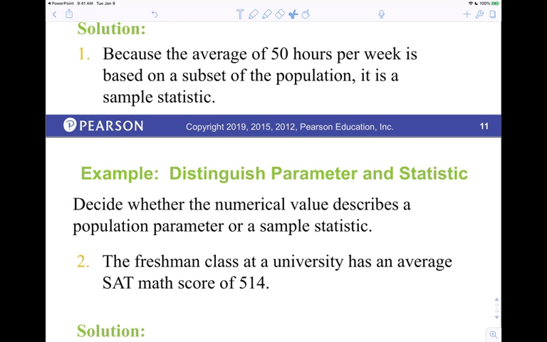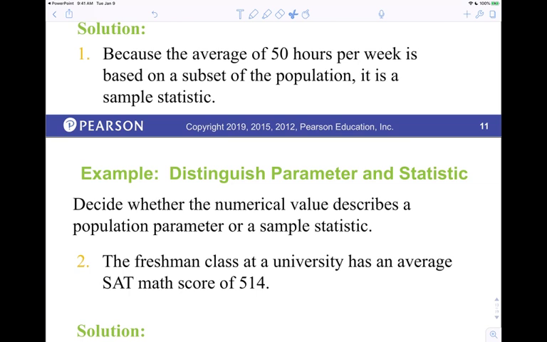Now, a lot of this is kind of open to interpretation. My first thought is, the freshman class can be a subset of the school, or a subset of the entire freshman class of the United States, right? But this is talking about the entire freshman class. So do you want to look at it as the entire population of the freshman class, or are we talking about all freshmen in the states? The only reason I'm going to say a parameter is because the last one was a sample. I'm just using a little bit of intuition.